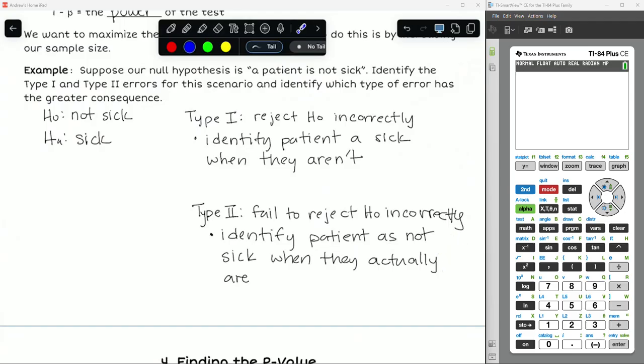If it is something that is highly contagious, identifying a patient as sick when they aren't puts the patient at risk. Identifying them as healthy when they are sick puts everybody else at risk, because then we send them back into the population and they infect everybody around them. So in cases where it is highly contagious and severe, this is more likely the greater consequence. I would more likely be concerned with this happening than this happening, and I'd want to make sure I have an adequate sample size to counteract this type of error.